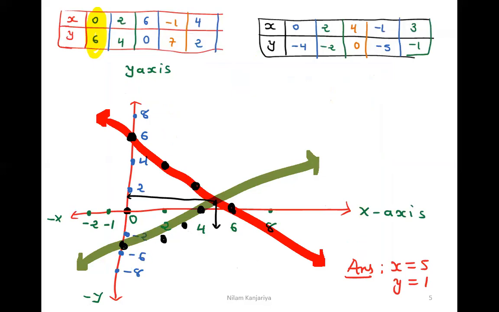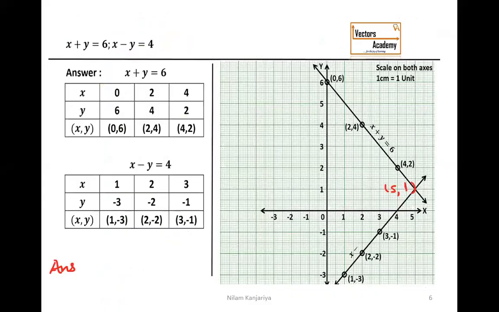This is a random graph. This is the perfect graph. Here they take one unit. You can do anything you like. But when your graph is intersecting, when two lines are intersecting, this is your answer. You take the value of x and y both, not a single one. You must take x and y both. So x is 5 and y is 1.